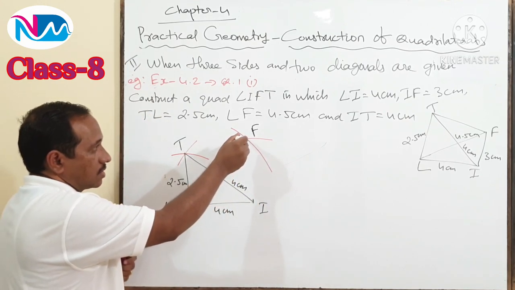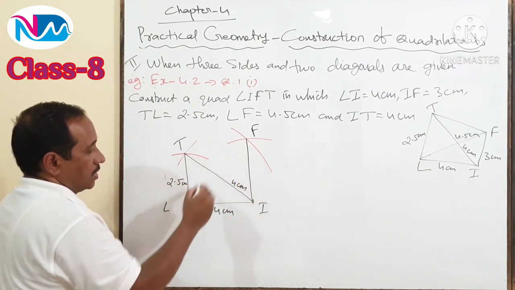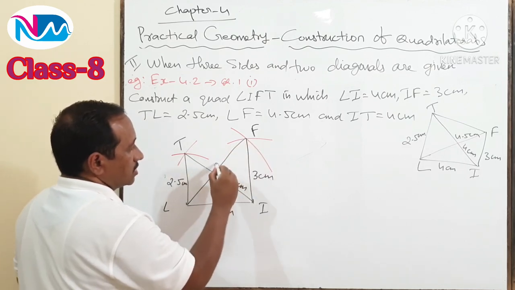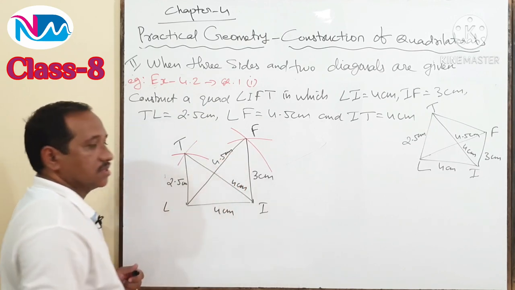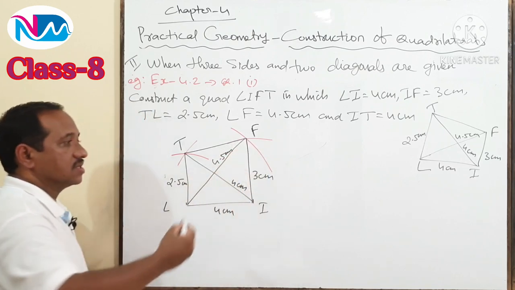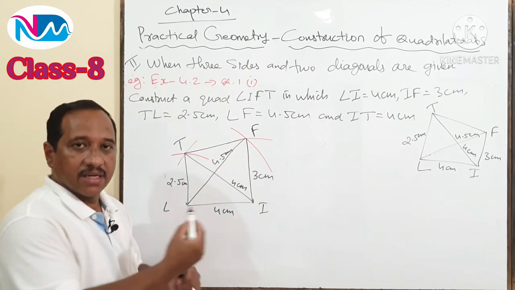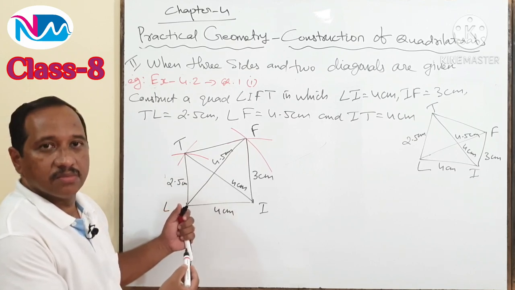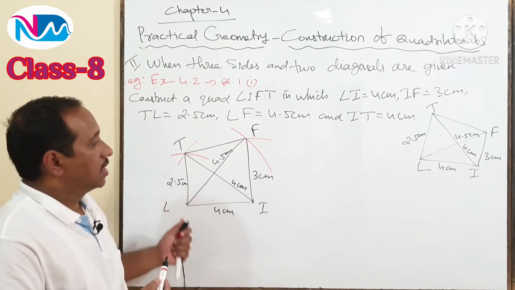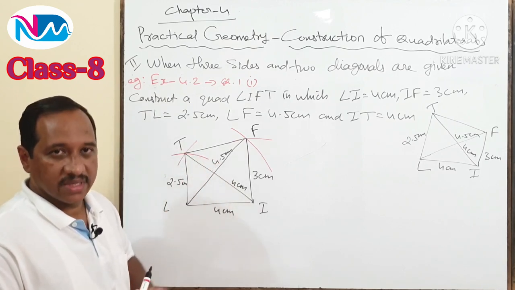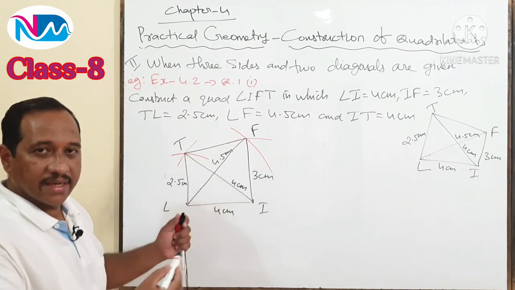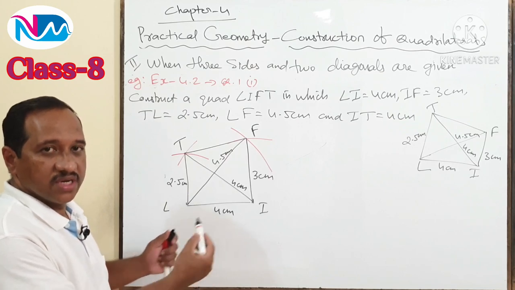Now you can join IF, LF. Here it is 3 centimeter and this is 4.5 centimeter. If we join TF, the quadrilateral is complete. Again, I remind you students, the shape of the quadrilateral may be different from what you are going to get. This construction is not based on accurate measurements, only approximate measurements. So I again explain the construction in a simple way.